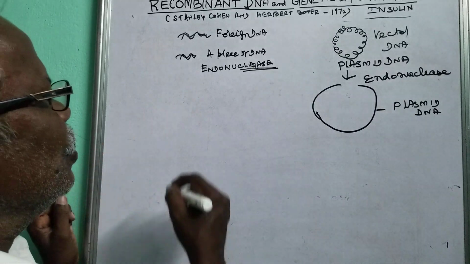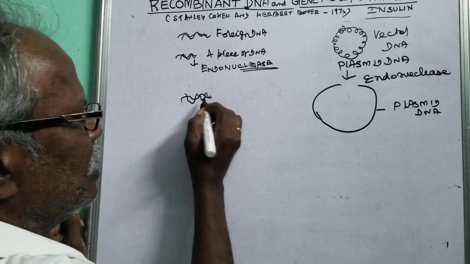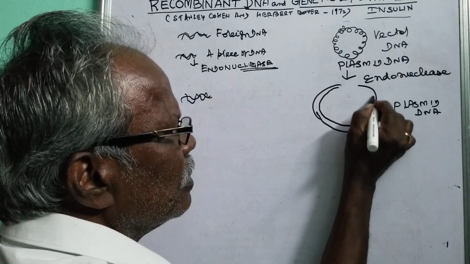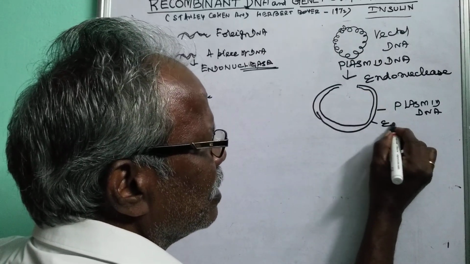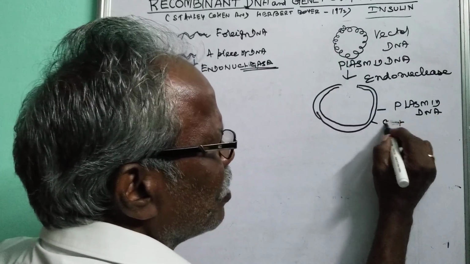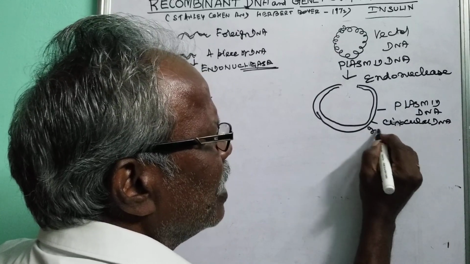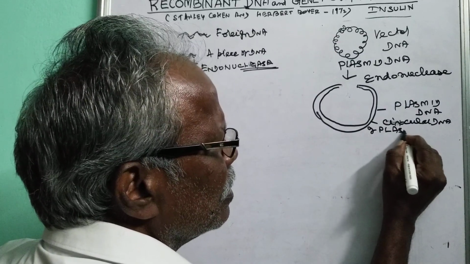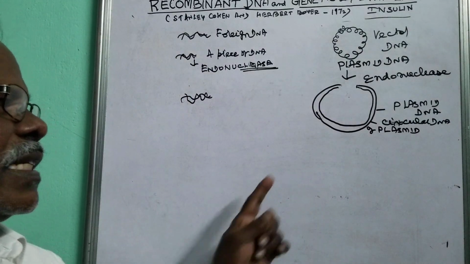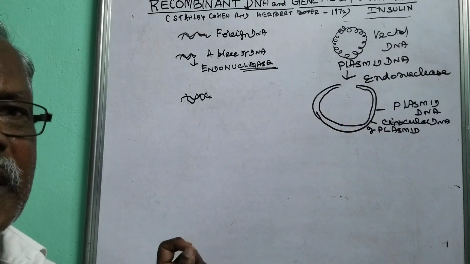Like that, here also with the help of endonuclease, we have taken a piece of DNA. This is called extrachromosomal DNA, circular DNA of plasmid, which can replicate by itself. That is the speciality of this plasmid DNA.